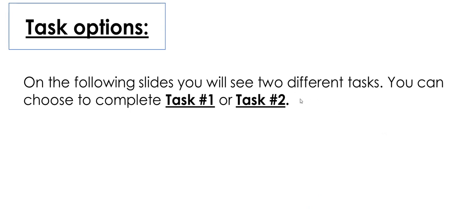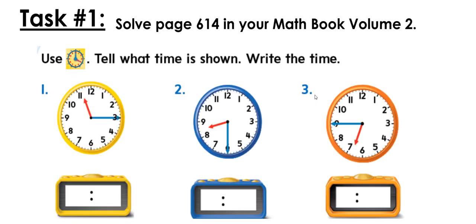We have reached the task options. We're going to find 2 different tasks. You have to choose to complete task number 1 or task number 2. For task number 1, Maria, would you help us? Wait, Maria, we have to give a chance for them to work on their own. So, you have to open page 614. Try to do it on your own, and then continue with the video to check your answers.